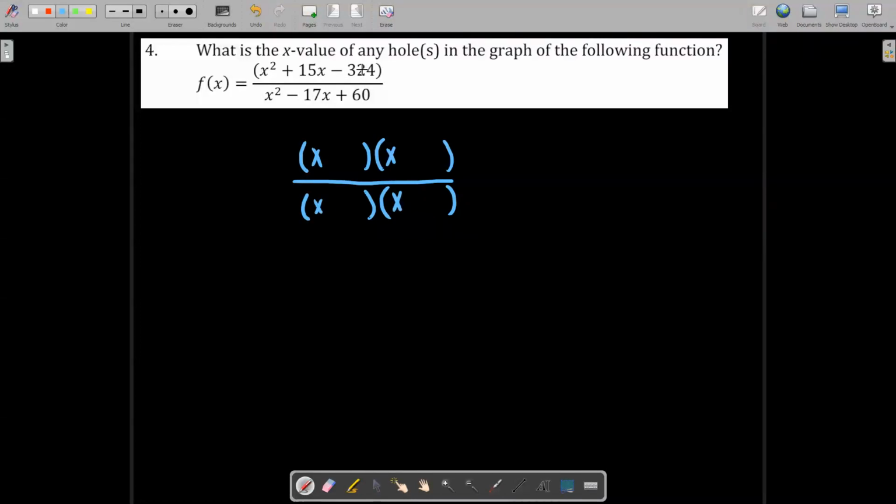These are going to multiply on top to make a negative number, so they'll be opposite signs. The larger number will be positive, so I'm going to keep that in mind. On the bottom, they're going to be the same sign because they're going to multiply to make a positive number, but they're both going to be negative because they're going to add to a negative number, okay?